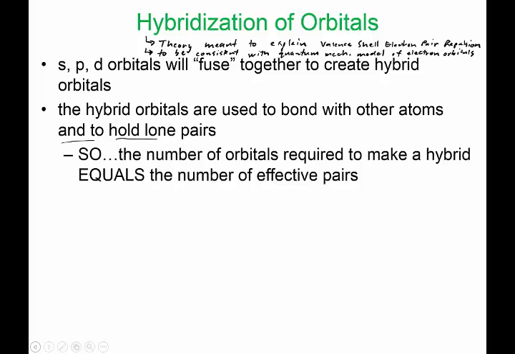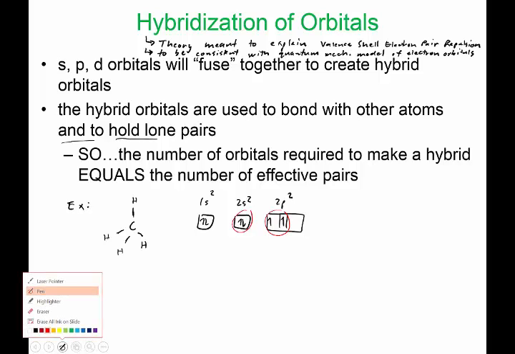In other words, let's say you have methane, for example. So methane is CH4, and we know it has four effective pairs, because it has four bonded atoms and no lone pairs. Carbon, if we write its electron configuration, is 1s2, so there are two electrons there, 2s2, two electrons there, and then 2p2, so out of its p sublevel it's got two electrons. So the total valence of carbon is four.